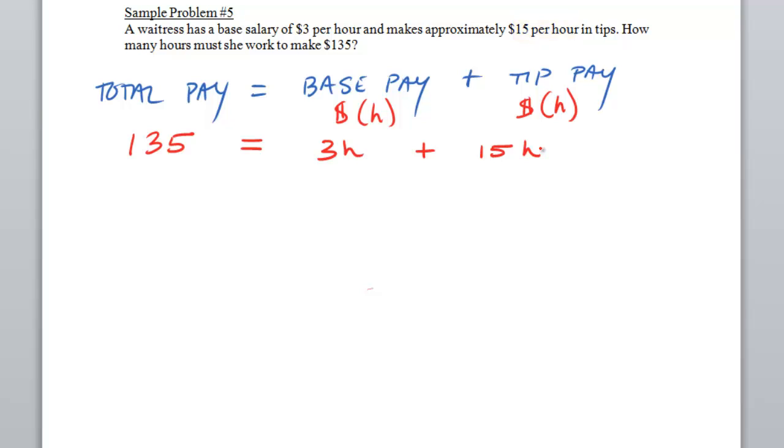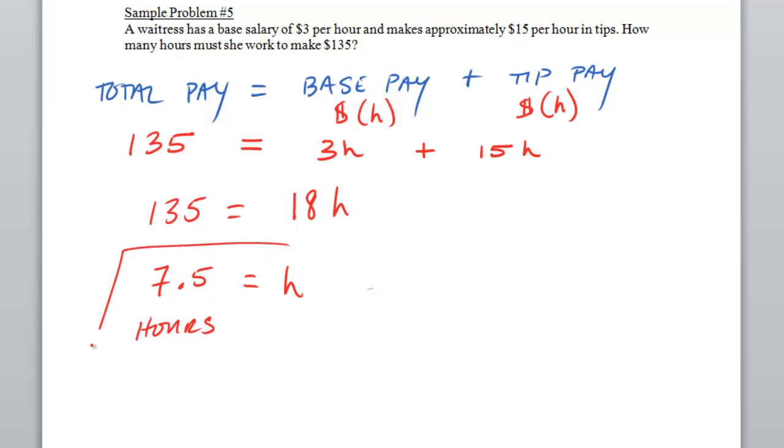So I have an equation here. First thing I need to do is to simplify the right side. So 3h and 15h gives me 18h. And then I would simply divide both sides by 18. That gives me h is roughly 7.5, and of course that's representing hours. So what it's telling me is at $3 an hour plus $15 in tips per hour, I need to work a 7.5 hour shift to make $135.